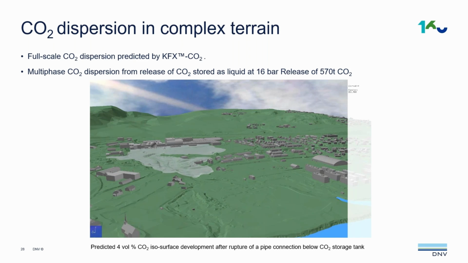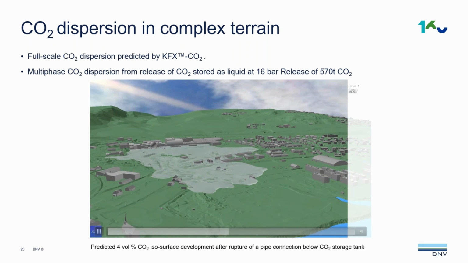This is a downward release, so there's also less mixing with the surrounding air, which leads to a higher concentration of CO2. We can see that the cloud interacts with the topography and obstacles, such as buildings, but I think it will show better on the next slide that I will present.